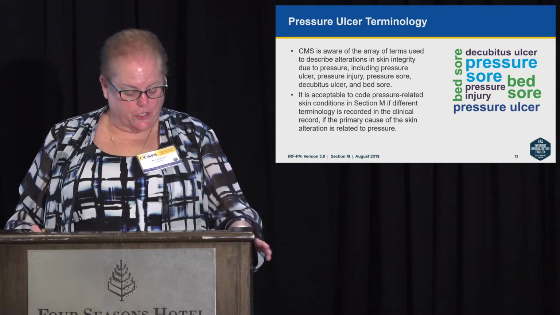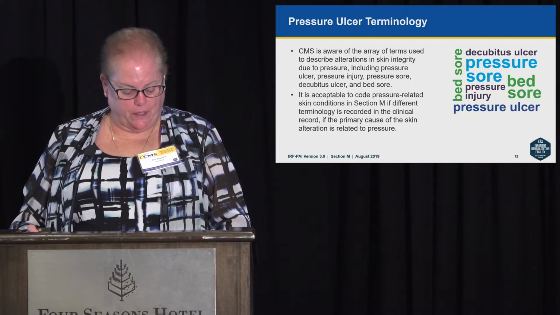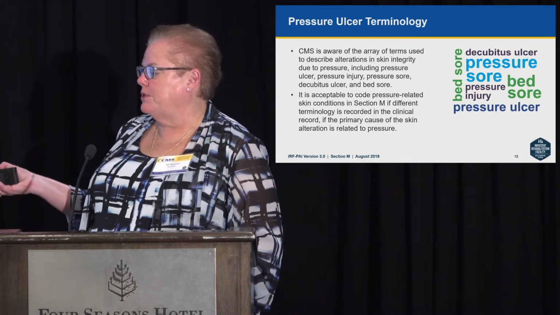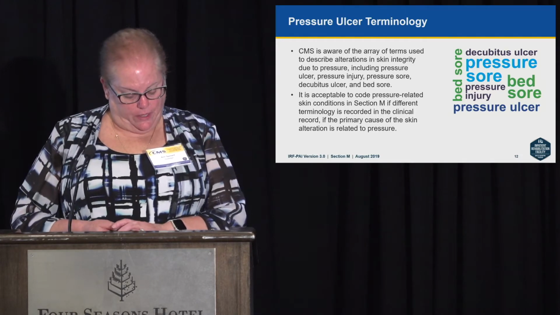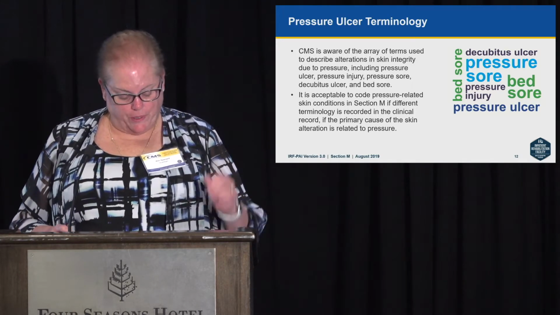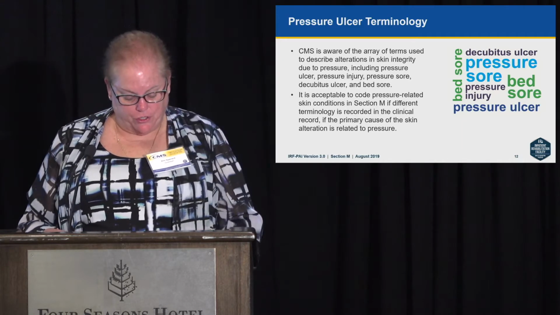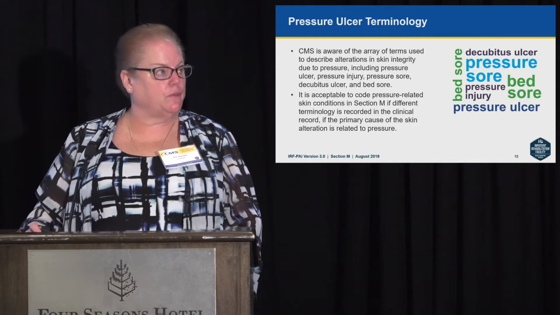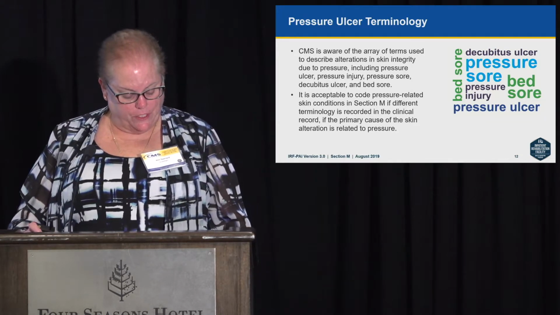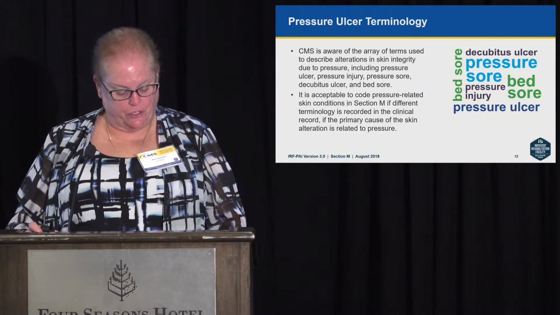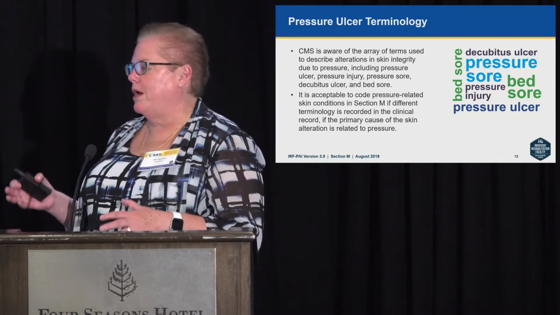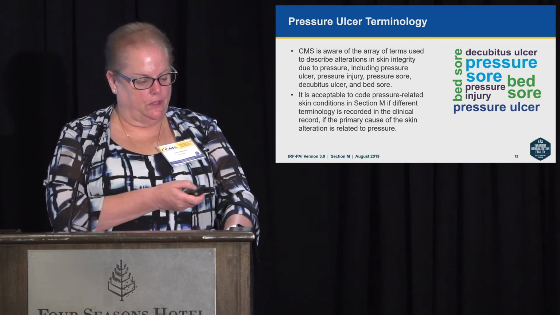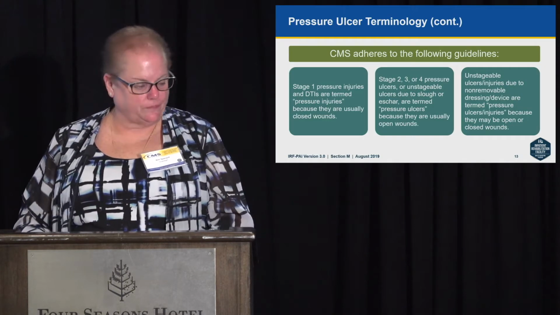Per the requirements of Section M and the IRF-PAI assessment, pressure should be the primary cause of the wound if you're going to code it in this particular section. If the ulcer or injury arises from a combination of factors and pressure is considered the primary cause, then the ulcer or injury would be coded in Section M as a pressure ulcer or injury. Other types of skin injury or alterations are not coded in Section M. So just because they have an open area doesn't mean it absolutely will meet the criteria for pressure. So again, opportunity for education.